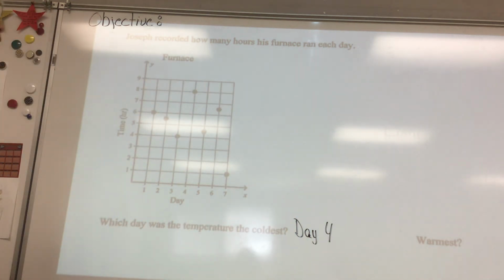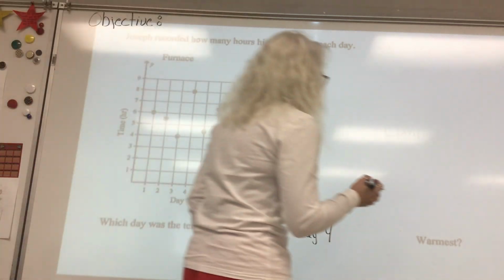And then it says warmest. So as it's getting warmer and warmer, as it starts warming up outside, is your furnace going to run more or less? Less. So which day ran the least? Day 7.